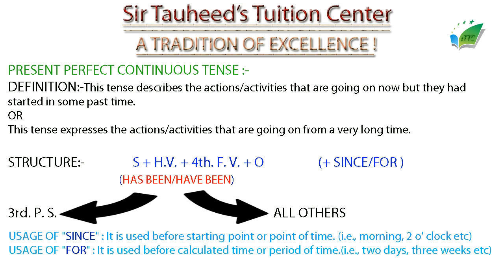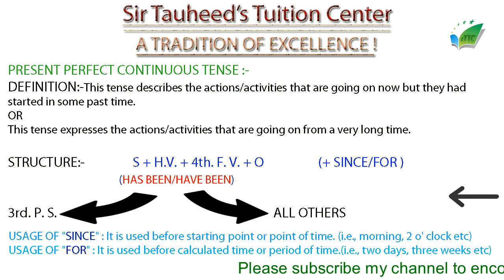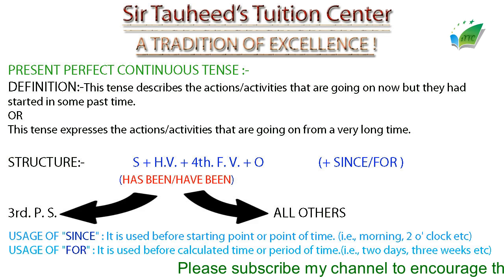Now moving on to helping verbs. There are 2 helping verbs, has been or have been. So remember, if the subject is third person singular, then we use has been. And if the subject is other than third person singular, then we use have been. So has been is used with third person singular, and have been is used with all others except third person singular.